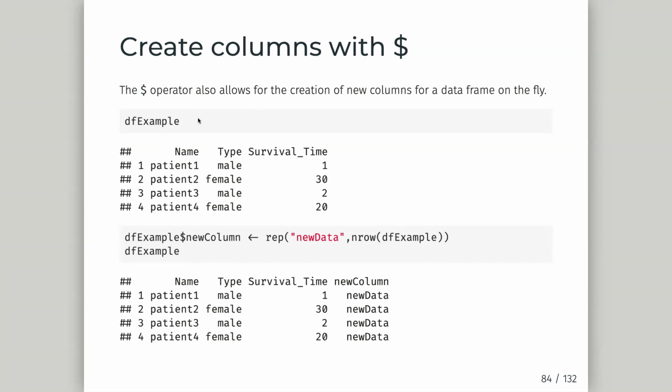We can also, and I find this really useful, on the fly, use these dollar things to make new columns. This just seems much more natural to me. So if we do dollar new column, I can do rep and add whatever I want here. I'm going to rep new data for the number of times for n row my thing. So for the number of rows I have, I'm going to repeat new data. I'm going to assign that to a column called new column, and I get new column. It's just a little bit easier than working with matrices.